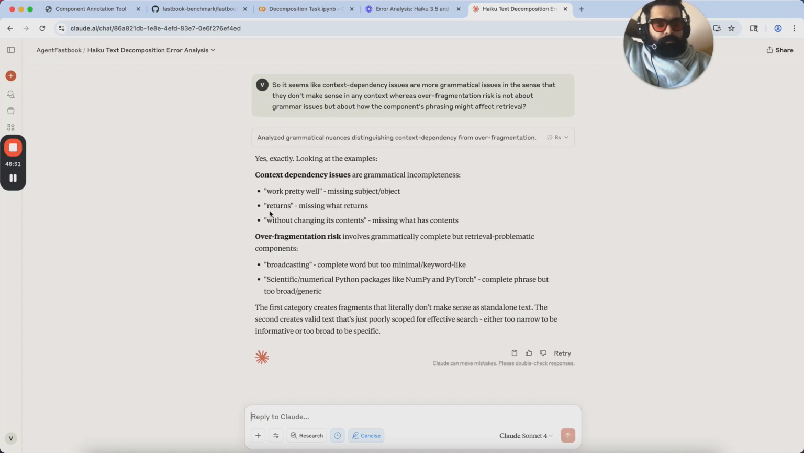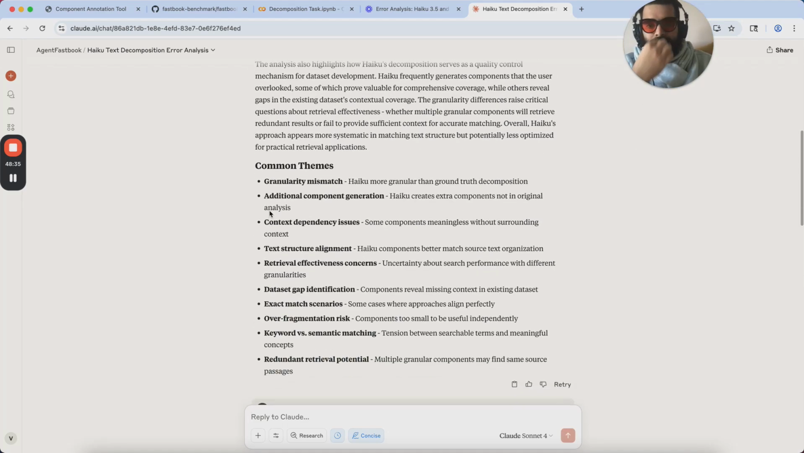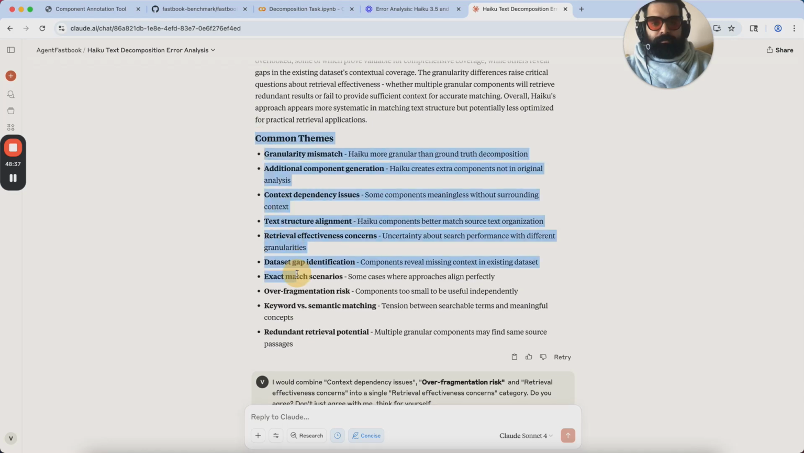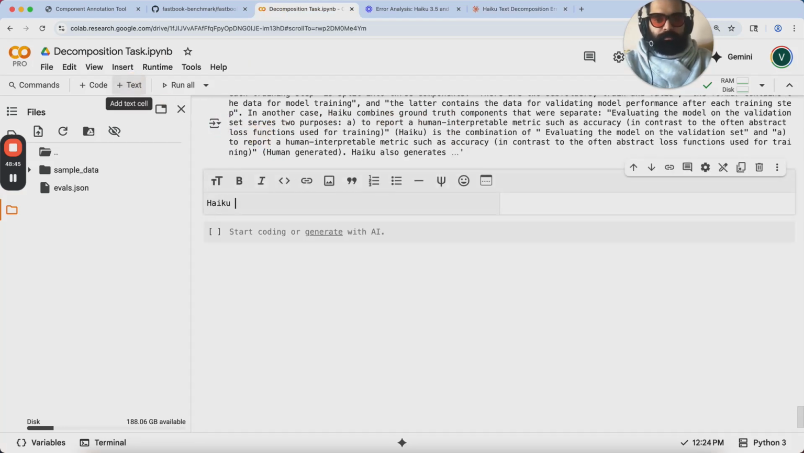Okay. All right. So we'll keep these as is. I'm going to copy these for now, and I'm just going to say Haiku 3.5 themes.